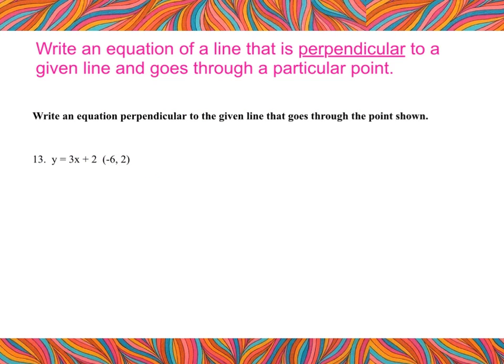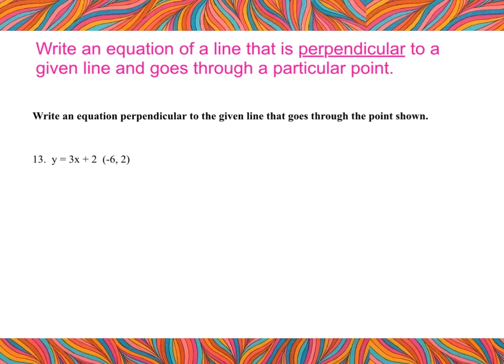Sometimes you will be asked to write the equation of a line that is perpendicular to a given line and goes through a particular point. So this is very similar to what we do when we have parallel lines. The only thing that changes is the slope of a perpendicular line is different. However, the rest of the process is the same.